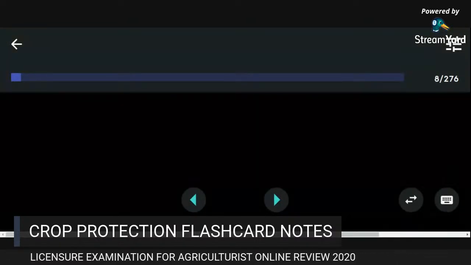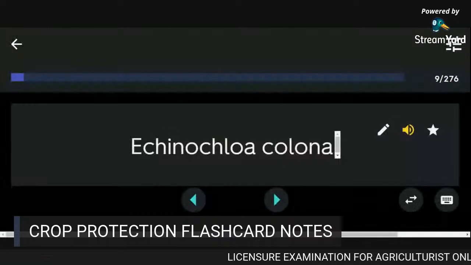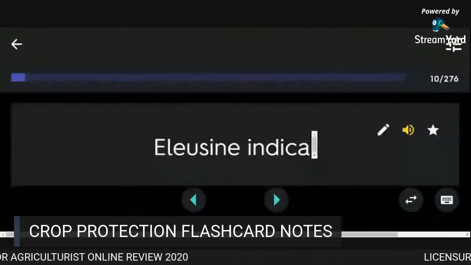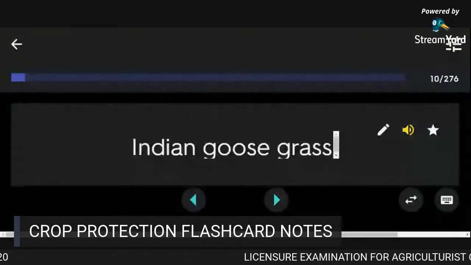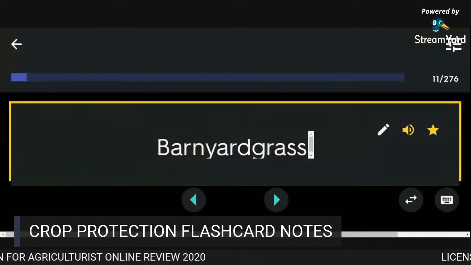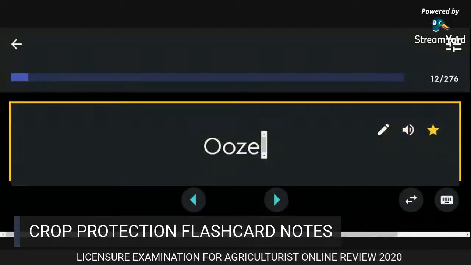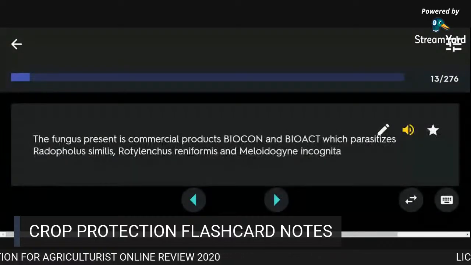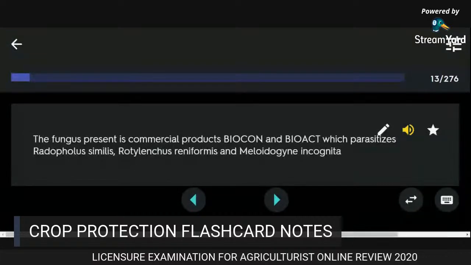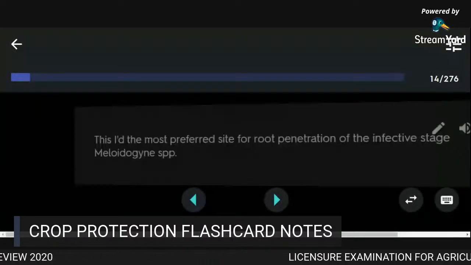Which of the following is not a sign of a fungus: ooze. Echinochloa colona: jungle rice. Eleusine indica: Indian goose grass. Echinochloa glabrescens: barnyard grass. The following are fungal inocula except ooze. The fungus present in commercial products Biocon and Bioact, which parasitizes Radopholus similis, Rotylenchulus reniformis, and Meloidogyne incognita: Paecilomyces lilacinus.